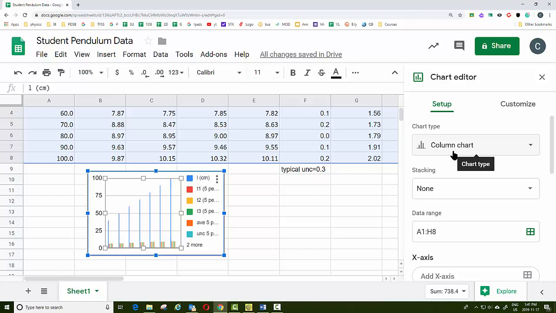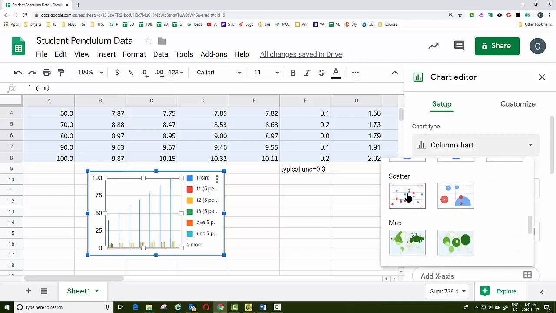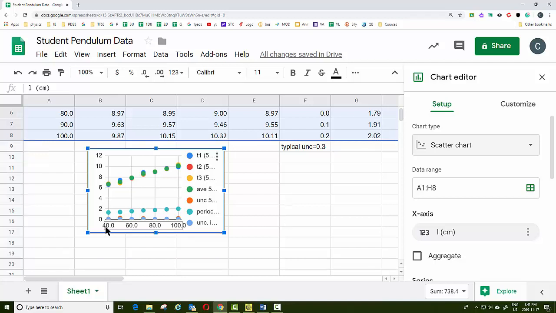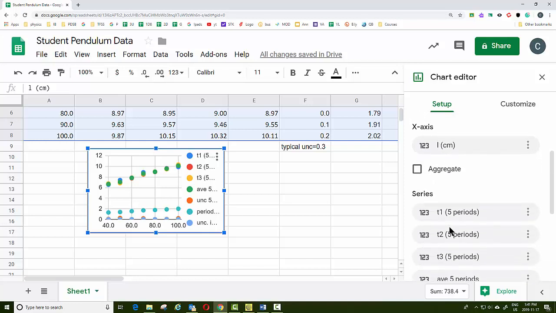I always want scatter graphs. So if you come down, it's quite a ways down here to scatter graph, and then we've got this kind of crazy looking graph that we're given automatically. If I look along the x-axis here, those are the lengths 40, 60, 80, 100. So my x-axis here is chosen correctly. I'm not going to change that.